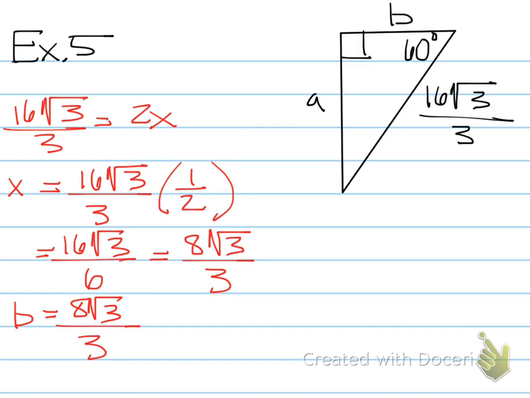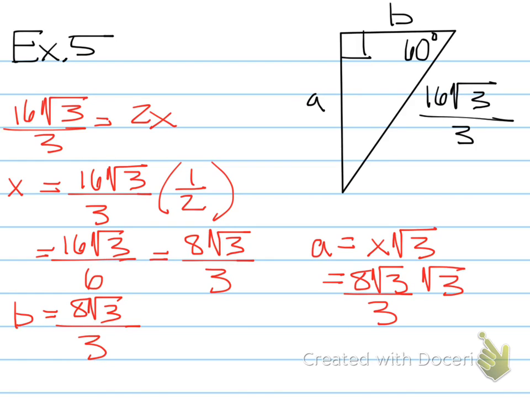And the long leg is just the length of the short leg times the square root of 3. So I'm just going to multiply B's value by the square root of 3. Square root of 3 times the square root of 3 is 3. 8 times 3 is 24. So the long leg A is going to be 24 over 3, which is 8.